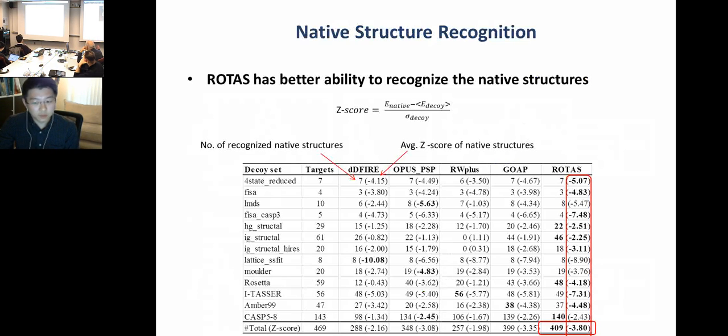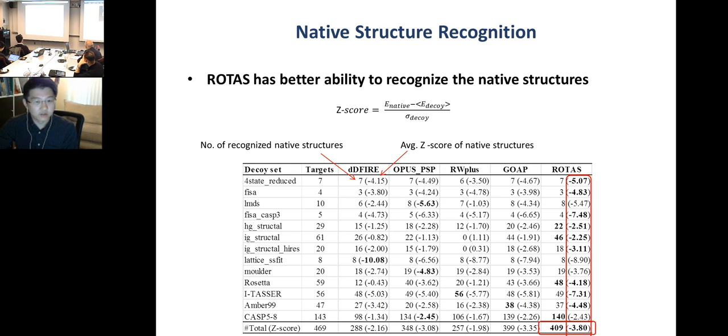Two measures are computed for the assessment: the number of recognized protein native structures, and also we computed the average Z-scores of native structures. So these Z-scores represent the energy gap between the energy of native structures and the average energy of all decoy models. So ROTAS could recognize 409 native structures with the average Z-score of -3.8.